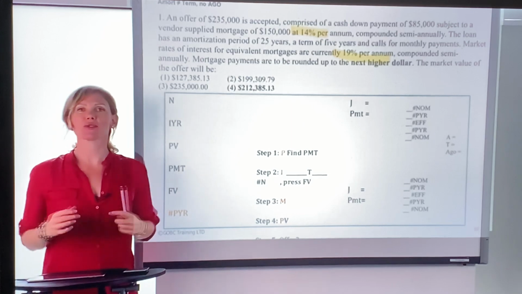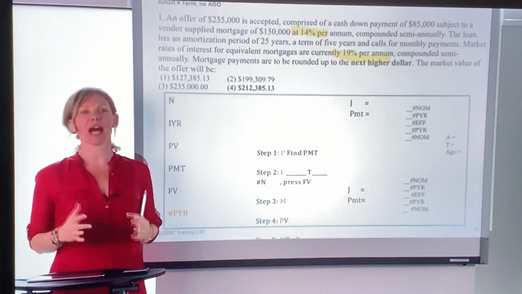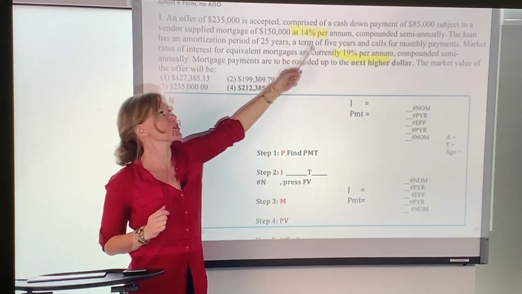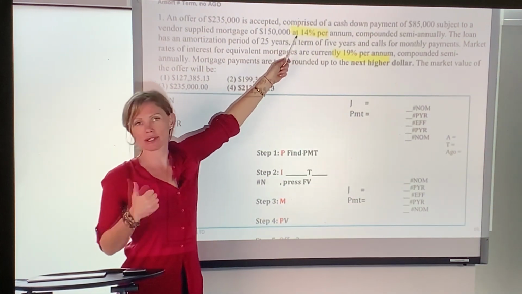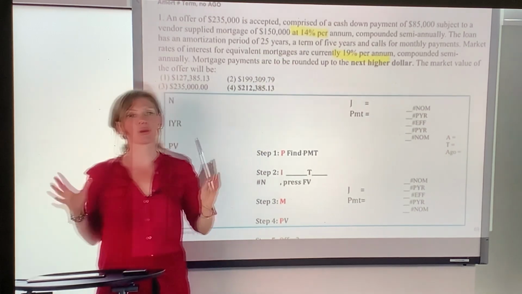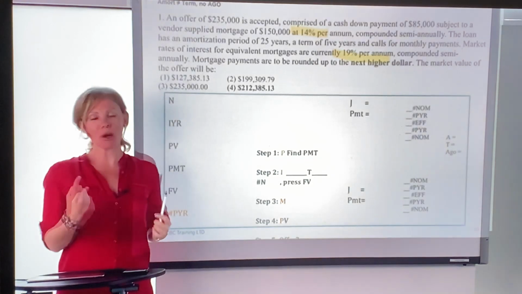So I always ask you guys, what are the keywords? How do you know what you're looking at? So how do you know if it's a PIMP question? You look and see if you have the 2 rates in the same question. So yes, in this question, I have 14% that's given by the seller, vendor of the property, and the current market rate right now is 19%. So as long as you have 2 of them, guess what? It's an indication that it will be a PIMP or PIMPO question.